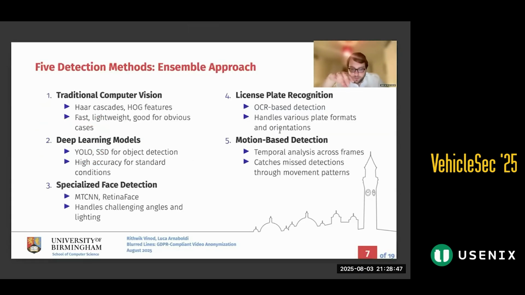So the 5 detector methods were done in an ensemble approach. We had traditional computer image methods, so Haar cascade. Anybody who's done a bit of machine learning, computer vision should have seen it. This is really fast and lightweight, so it works very well on the easy cases. We then use some deep learning methods. We use YOLO, which is the state of the art for object detection. It found all the things, and then etc. We had a specialized face detection just for the face that could identify faces, not only just the objects.